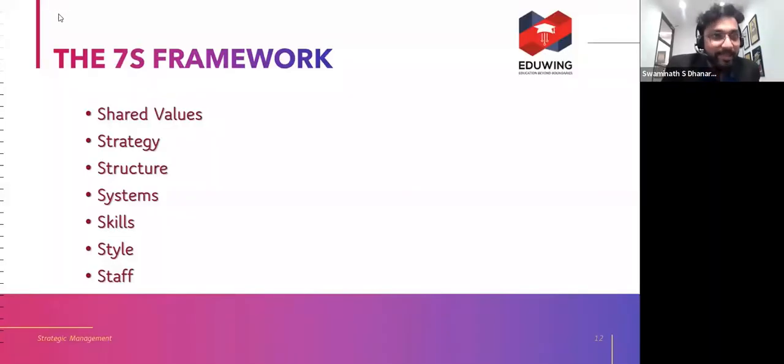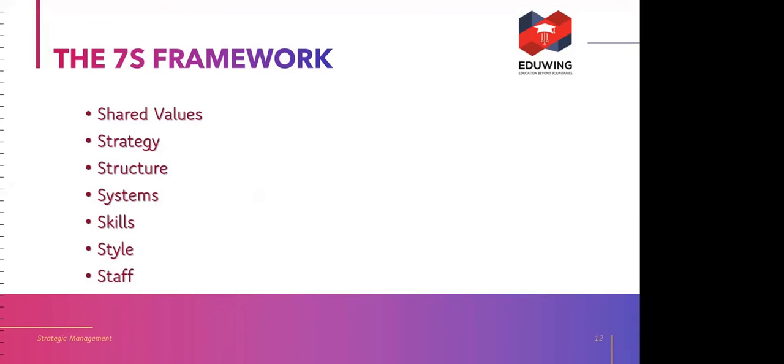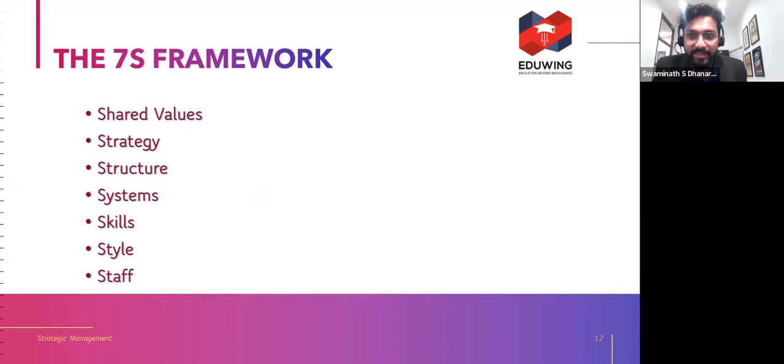This is a very beautiful concept. This is the most beautiful concept in strategic management, the 7S framework. There are 7 S's. First one is shared values. Second one is strategy. Third one, structure. Fourth one, systems. Fifth one, skills. Sixth one, style. And seventh one is staff. When these 7 S's come together in a structure, I call it a strategic fit. Kindly write this word, strategic fit.